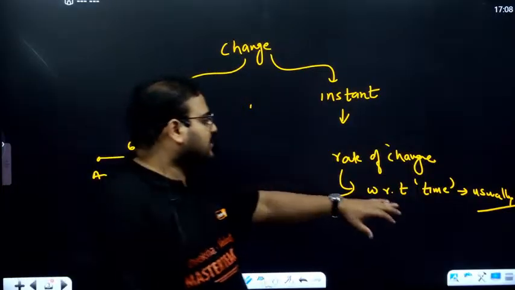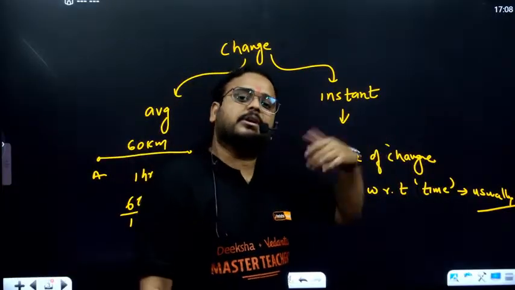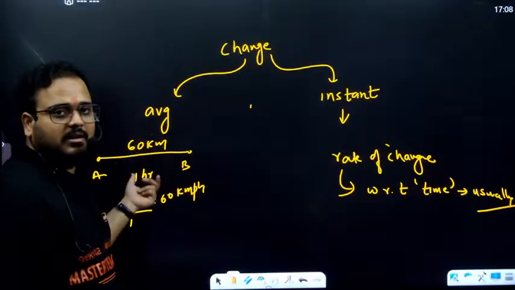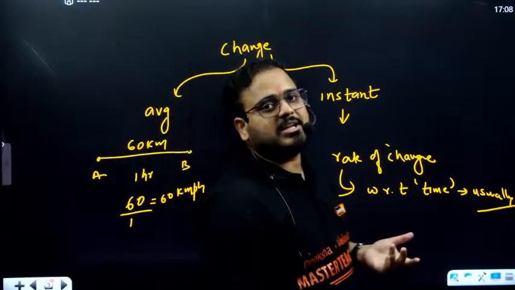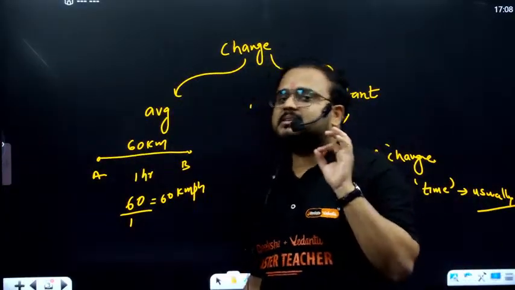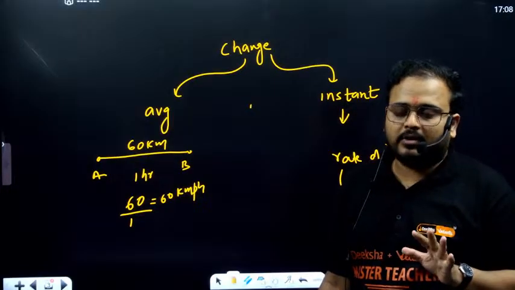So this will be basically change with respect to time. Average change in displacement will be average velocity, and instant change in displacement will be instant velocity or instant speed. All right, guys.